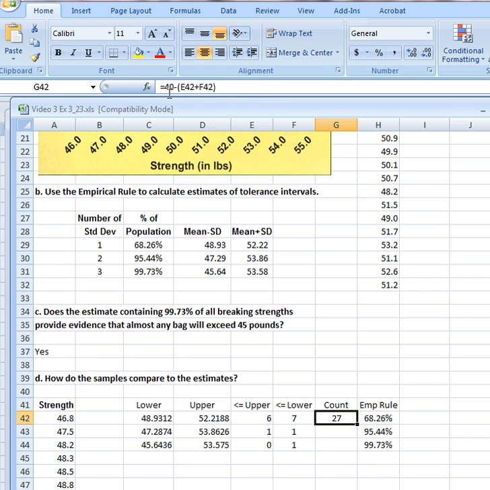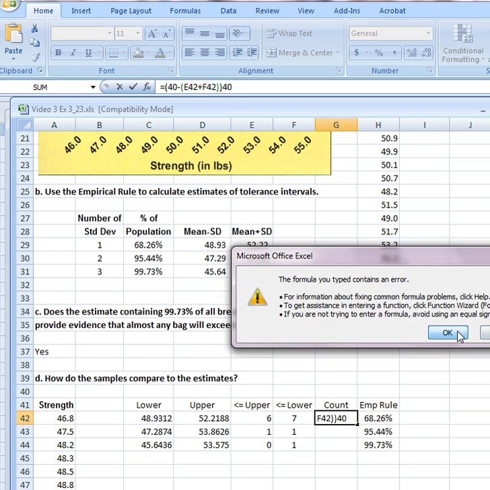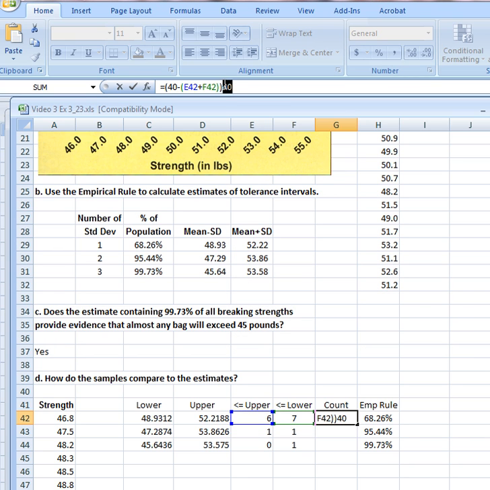Now, let's make that, however, a percentage so that we can compare it to the empirical rule number. So we know that there are 40 values, so that's what we divide by. Woo! I did something wrong. Okay. I didn't put my divide sign in. There we go. Okay. So there's 0.675, or make that a percentage up here.